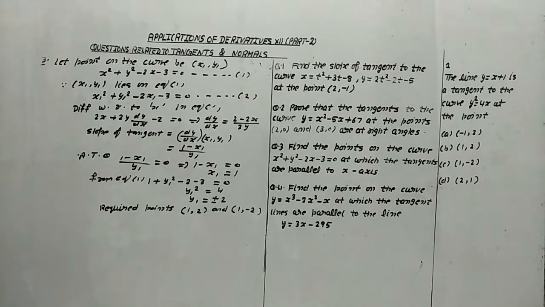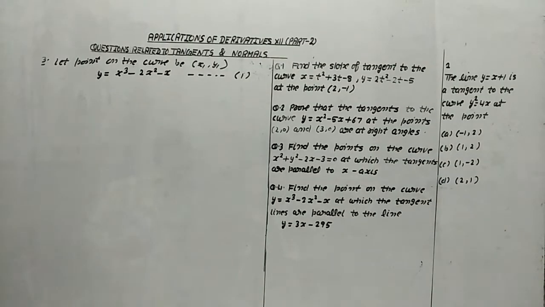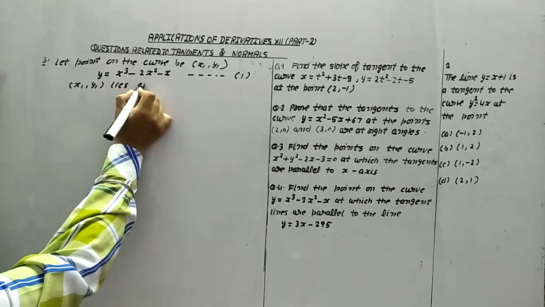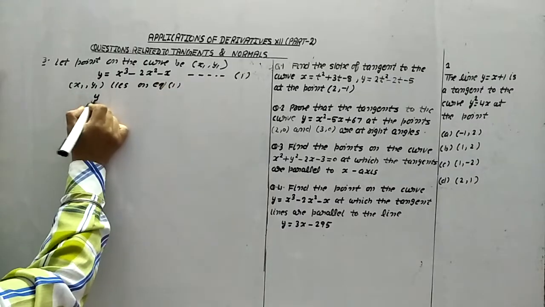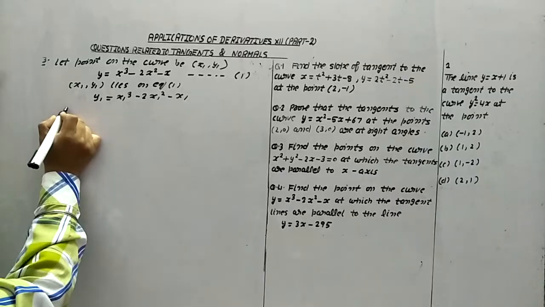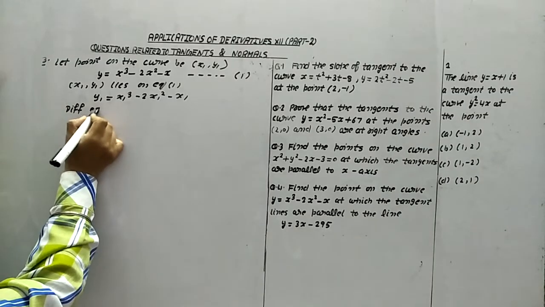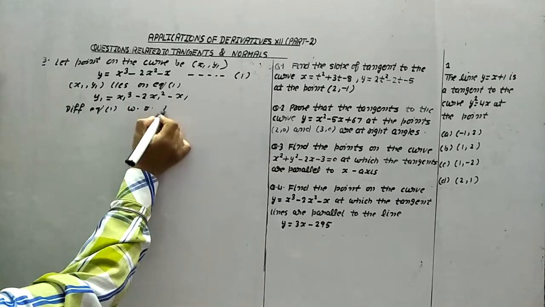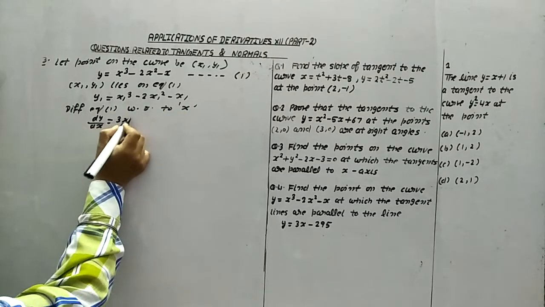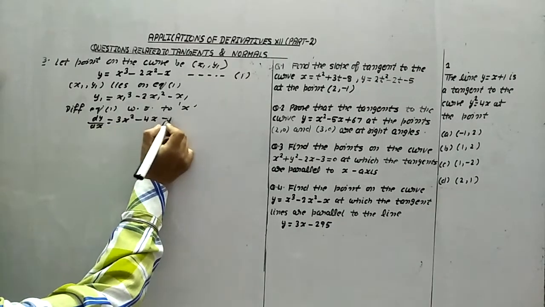Now let's start with question number 4. In this question, find the points on the curve at which the tangent lines are parallel to the line. So first of all, let the point on the curve be (x1, y1). Because (x1, y1) lies on equation 1, y1 is equal to x1 cube minus 2x1 square minus x1. Now differentiate equation 1 with respect to x. It means dy by dx is equal to 3x square minus 4x minus 1.